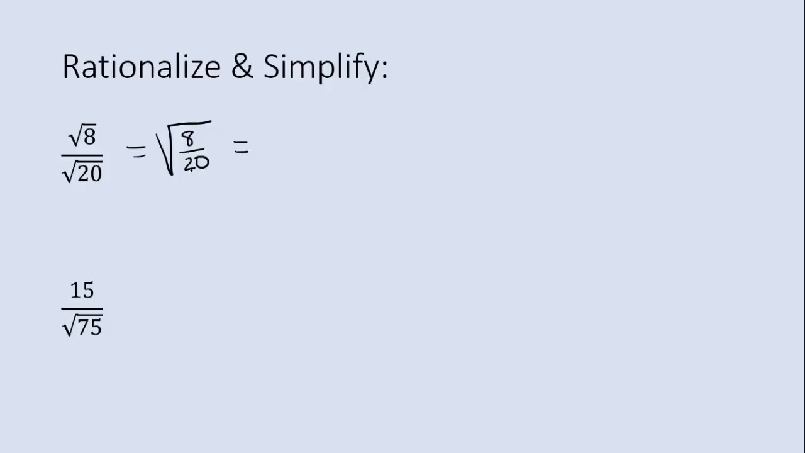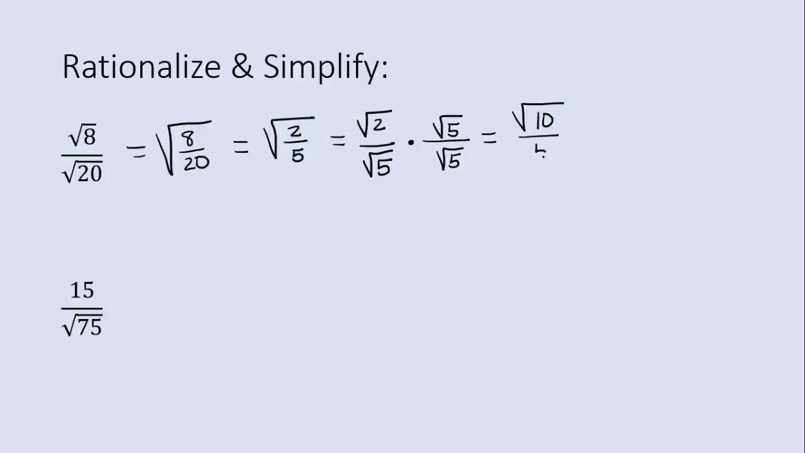8 over 20, 4 is a common factor. If I divide 4 out of both of those, then I get the square root of 2 over 5. Now I'm going to change it into 2 radicals again. This is equivalent, and I need to rationalize the denominator. So now I'm going to multiply by the square root of 5 over itself, which is equal to 1. And my result is the square root of 10 over just 5.